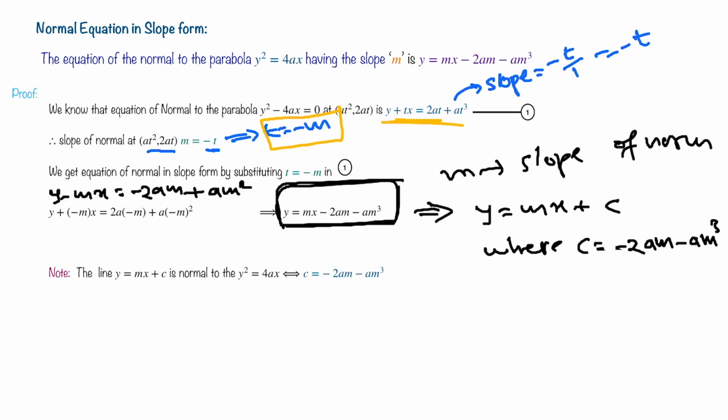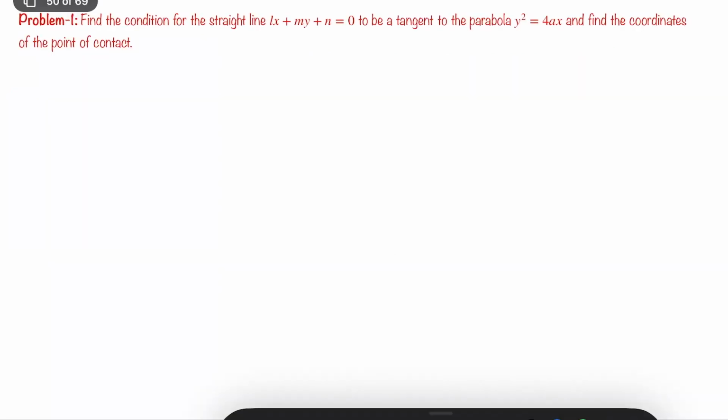The line y = mx + c is normal to the parabola y² = 4ax if and only if c = -2am - am³. Okay, fine. Now let us solve some problems.